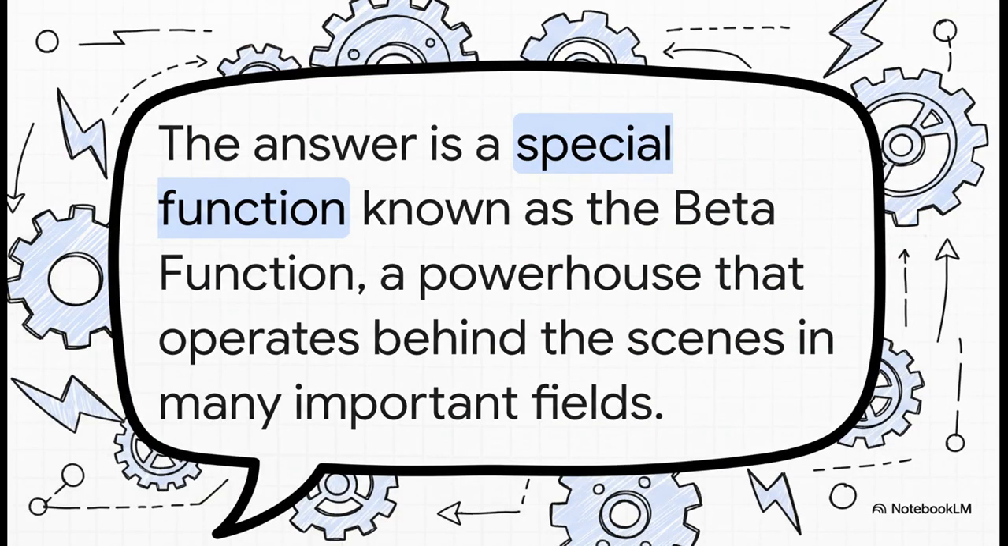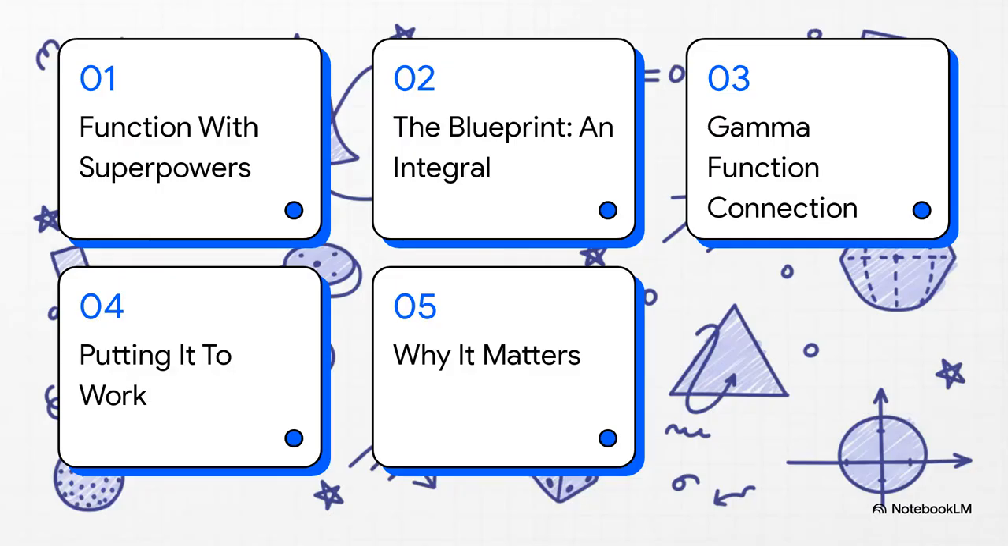Well, that superstar function is real. It's part of an elite group known as special functions, and its name is the beta function. You can think of it as this hidden powerhouse, working behind the scenes in some of the most important areas of science and math.